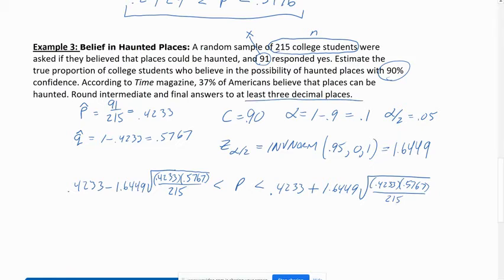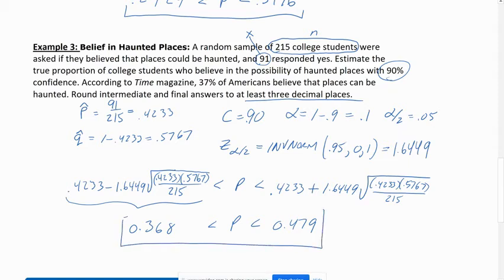It says to round our interval to at least 3 decimal places. So if we calculate this, that is 0.368, rounding to 3 decimal places. And then remember on your calculator, if you press second enter, you can just go back and change that to a plus sign, and that is 0.479. And so we know with 90% confidence that the true percentage of college students that believe in haunted places is somewhere between 36.8% and 47.9%. So that is the confidence interval that we're looking for.